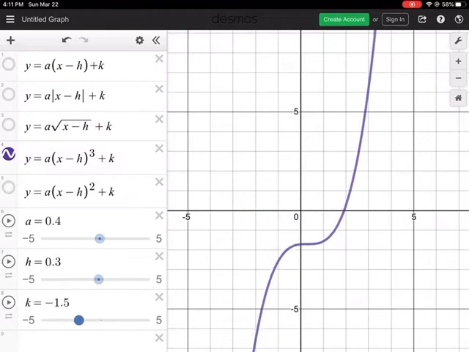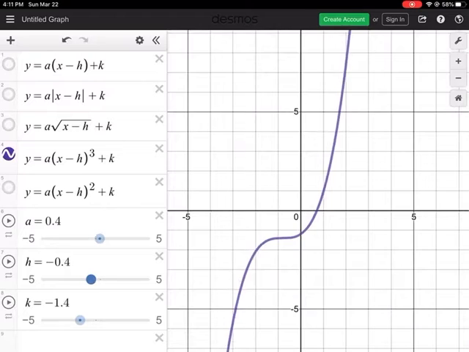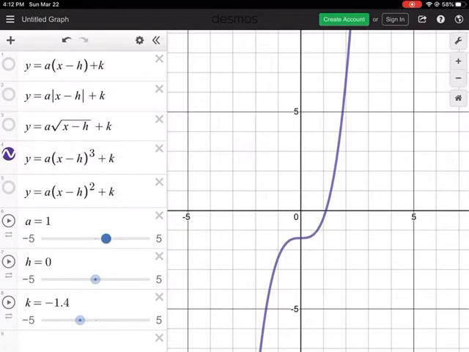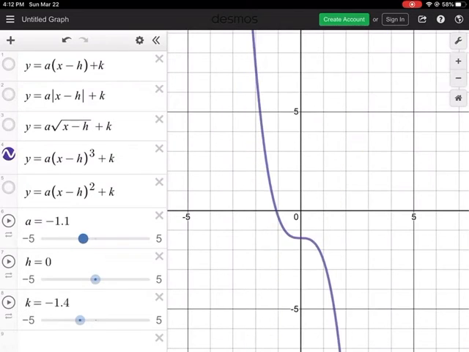So this one we're also going to figure out how to move it left and right, up and down, make it steeper or not as steep, and flip it upside down. So this would be right side up. This would be upside down.